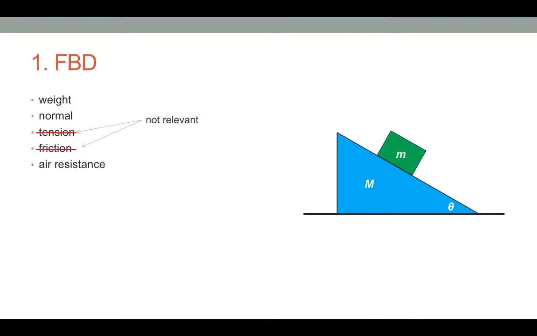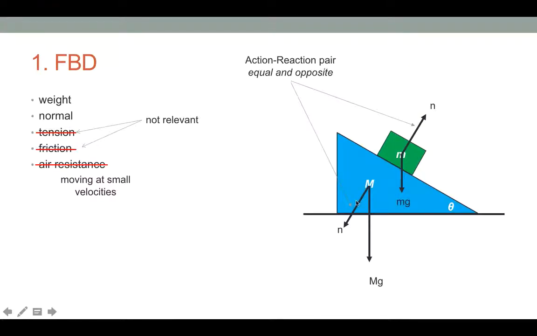Okay, first thing we can do is eliminate tension and friction. There are no ropes involved, and we've assumed all of our surfaces are frictionless. And as usual, we will consider air resistance to be negligible. The only two forces we have to worry about are the weights of the objects, and they're indicated right here, and the normal forces between the surfaces. The normal force between the ramp and the block will be up at this angle right here, which will be perpendicular to the surface of the ramp. And the normal force of the block onto the ramp will be equal and opposite. So those two will be action-reaction pairs. The ramp will push up on the block, and the block will push down on the ramp. In addition, we have the surface right here, the ground, pushing up on the ramp. And those are all the forces we have.